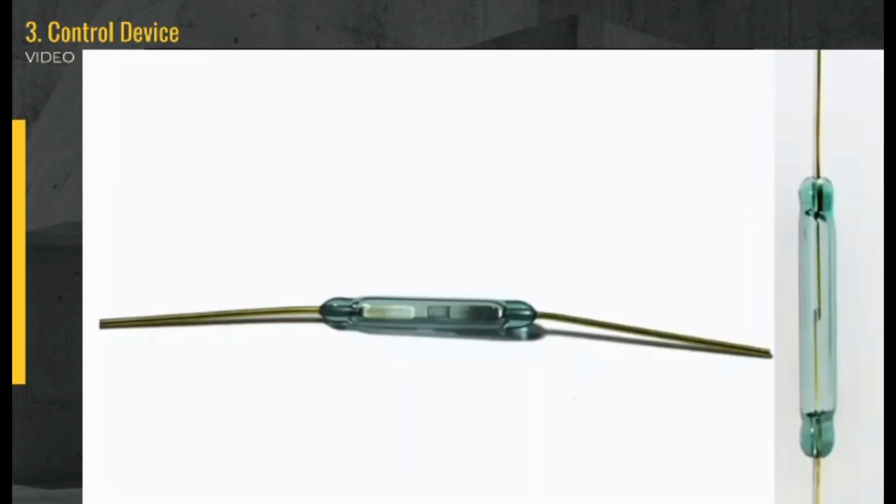The way it works is utilizing a magnetic reed switch, which consists of two contacts sealed in a glass tube. When a magnet comes close to the two contacts, they become attracted to each other and touch, allowing current to pass.